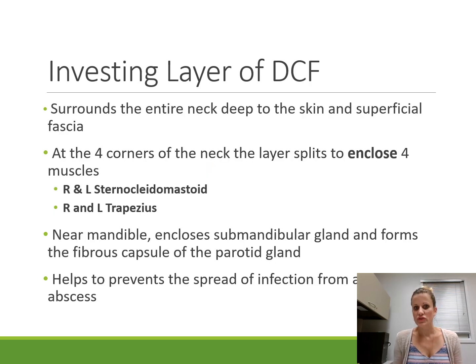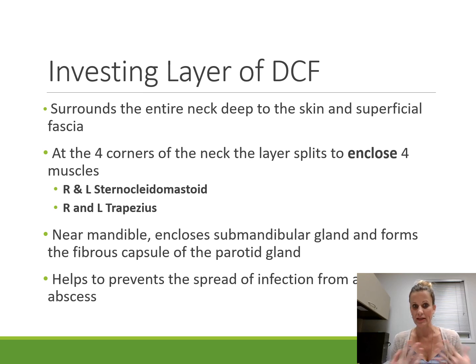The most superficial layer of the deep cervical fascia is the investing layer. The investing layer surrounds the entire neck, deep to the skin and the superficial fascia. At the 4 corners of the neck, the investing layer splits and then comes around to actually enclose 4 muscles. That's why they call it investing, right? It invests or encloses the muscles.